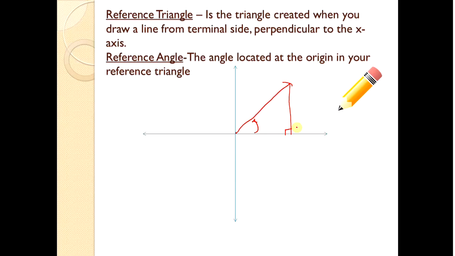Now, please, always make sure it's the x-axis, never the y-axis. You're going to be very tempted at times, but please make sure it's your x-axis. This reference angle, then, is the angle located at the origin in your reference triangle. This right here is my reference angle, and like I said, that was 45 degrees. Sometimes it could be 30, 60, 80, a lot of different numbers. I'll show you how to find those in the first problem that we do tonight.